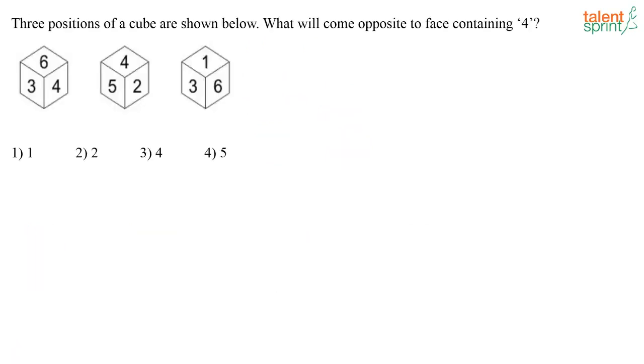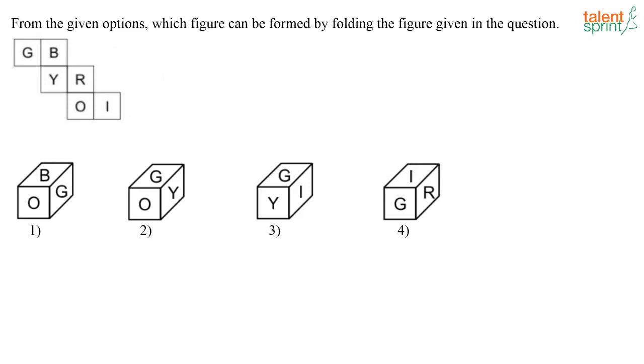3 positions of a cube are shown below. What will come on the face opposite to 4? Again, very easy one. In 3 angles they have shown the cube. So adjacent faces of 4 are 3, 6, 5 and 2. So what is going to be the opposite face? The opposite face is obviously going to be 1.